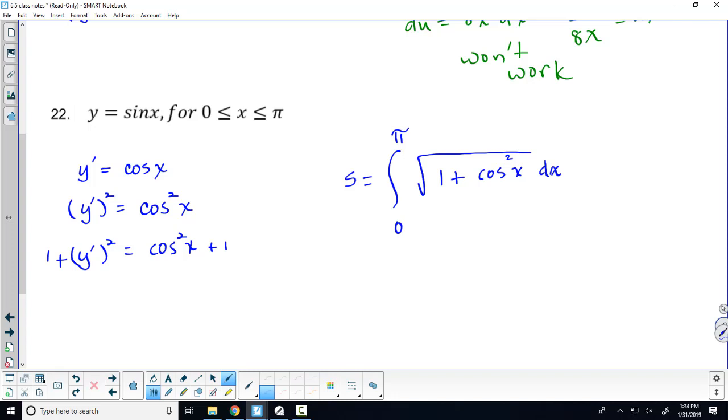If it was 1 minus cosine squared, we could do it, because we could replace 1 minus cosine squared with sine squared, and the square root of sine squared would be sine. So if it was 1 minus cosine squared, we would be totally fine. But 1 plus cosine squared, there's no identity that would easily collapse those into 1 square that could then be square rooted. So we can't integrate that right now.